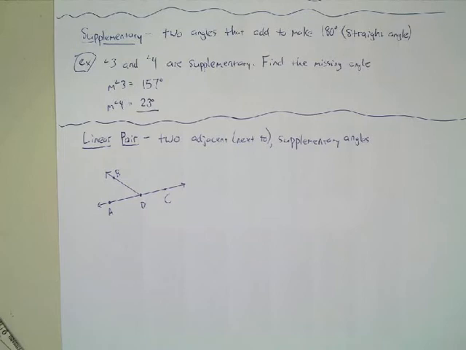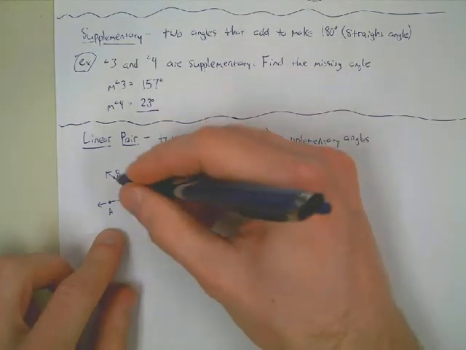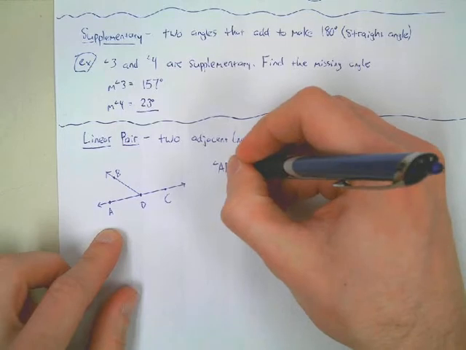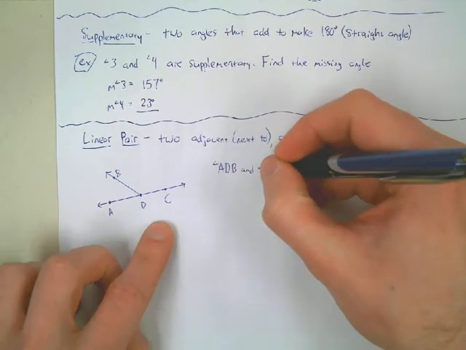All right. So, someone want to raise their hand and name the two angles in this picture that make a linear pair? Someone want to name? Go ahead. Okay, so Gabe said angle ADB and angle BDC are a linear pair, and he's right.